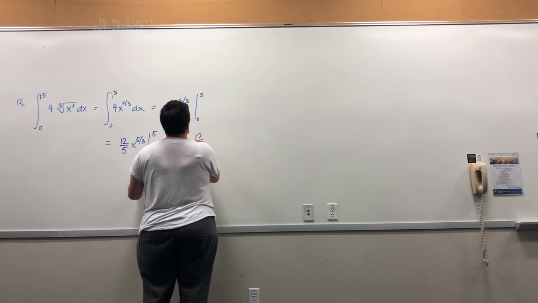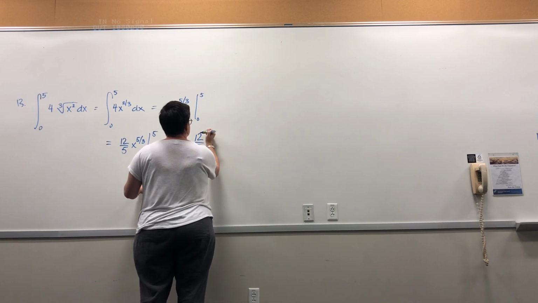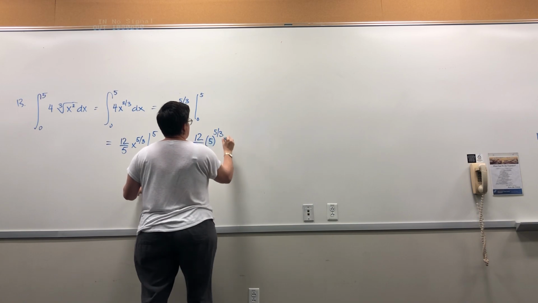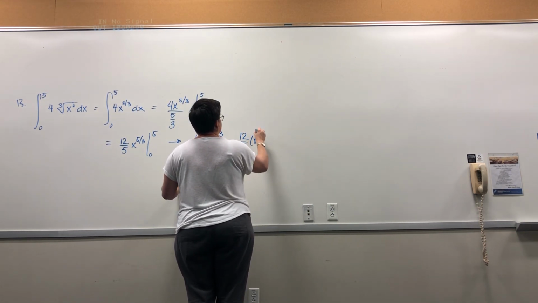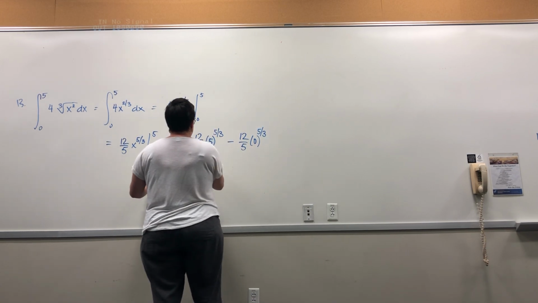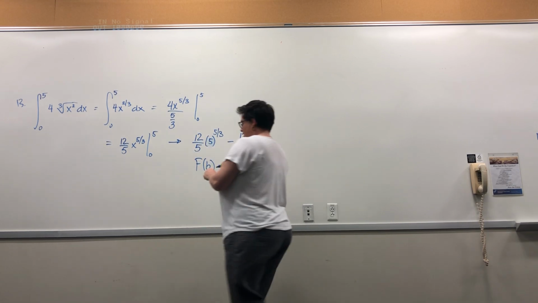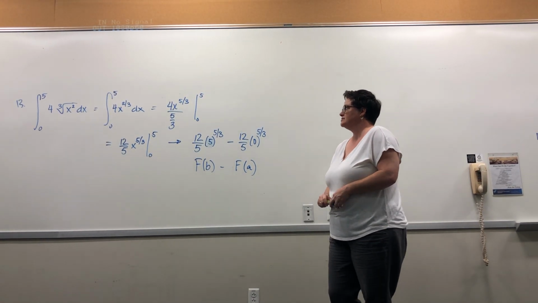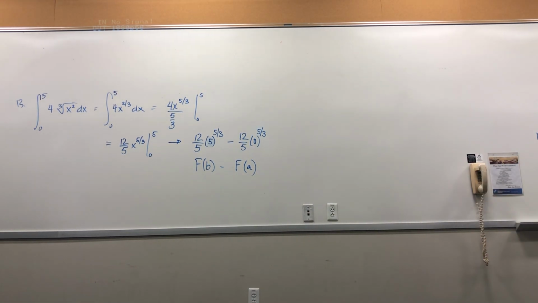So now we have 12 over 5 times 5 to the 5/3. That's f of b minus 12/5 times 0 to the 5/3. So this is my f of b minus f of a, right? That's all we're doing here. Plug and chug. And for those of you that need a reminder, you can check your answer in your calculator.